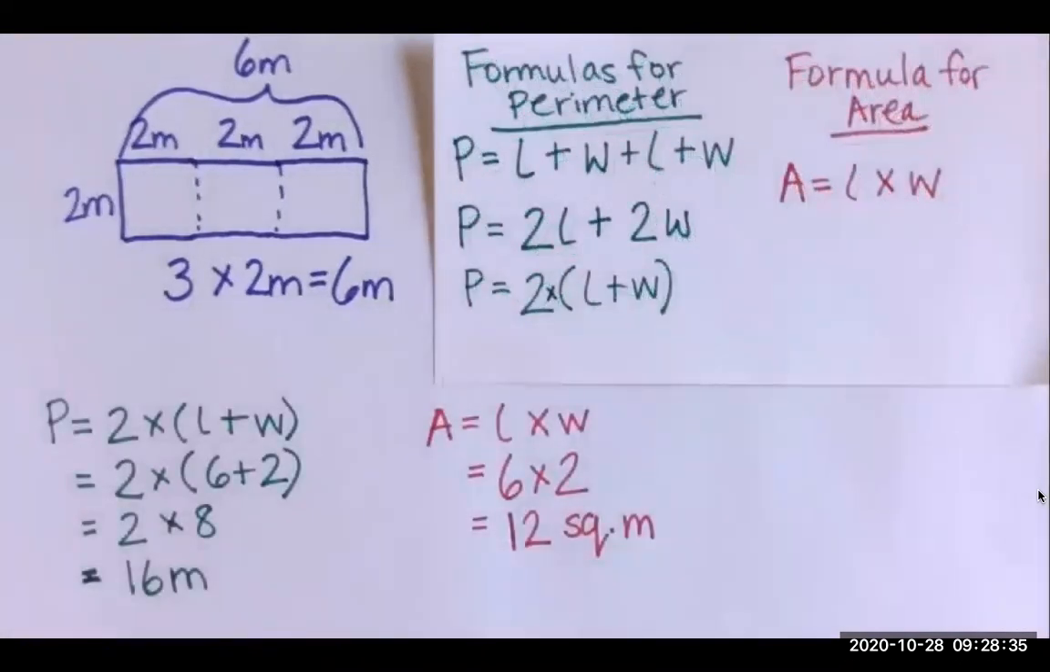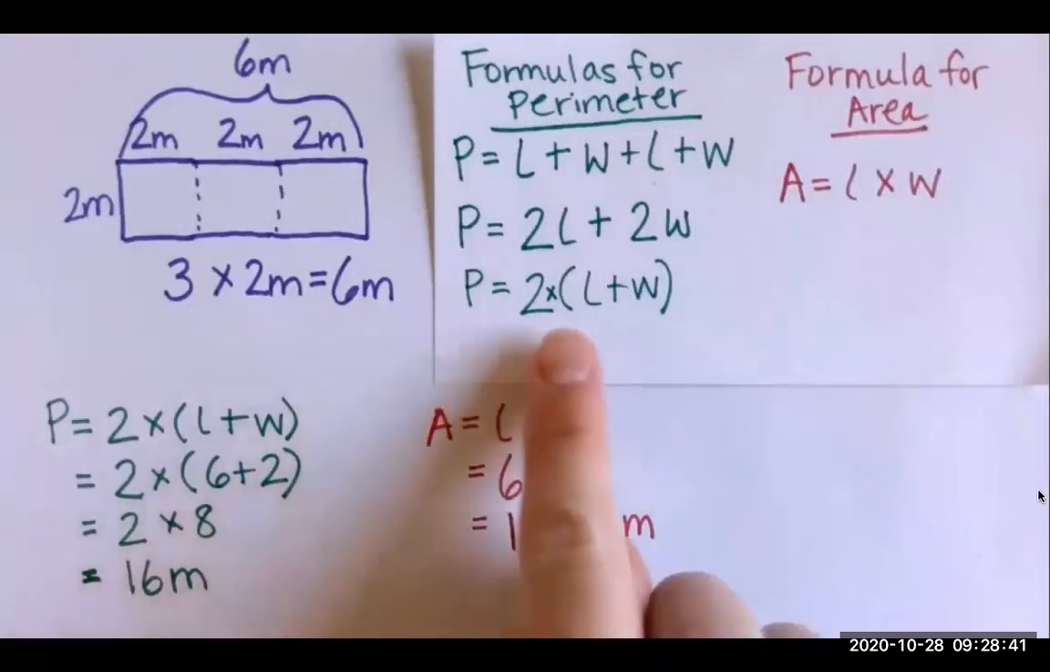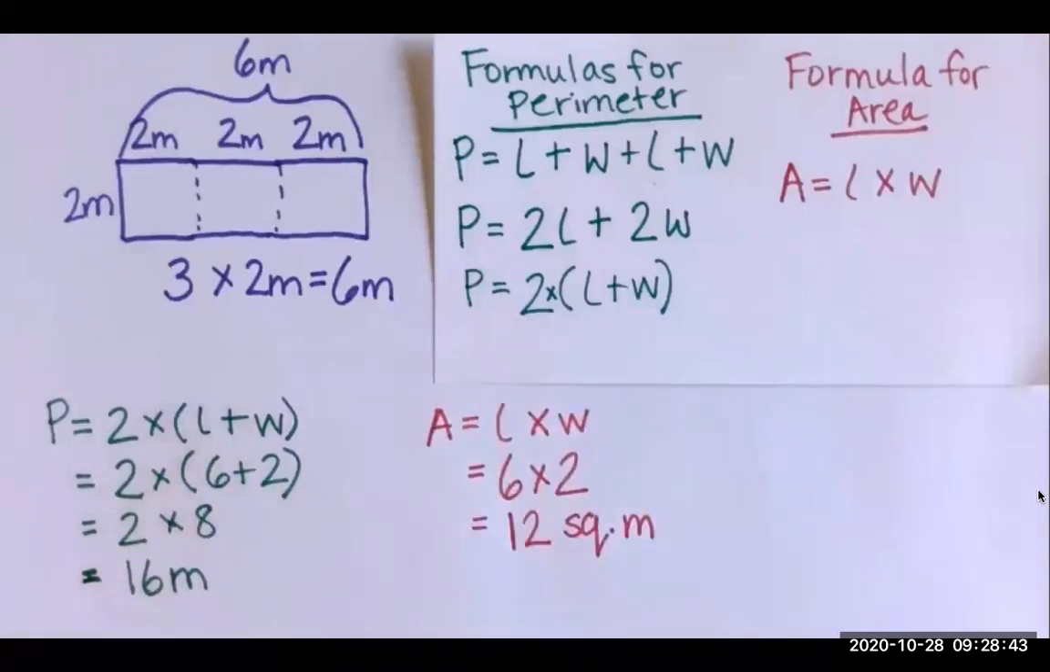Welcome back. So how did you find the perimeter? I used this last formula to find the perimeter. Here's what I did. I added the length and the width, 6 plus 2, which equals 8, and then I doubled 8, or found 2 times 8, which gave me 16 meters for the perimeter.